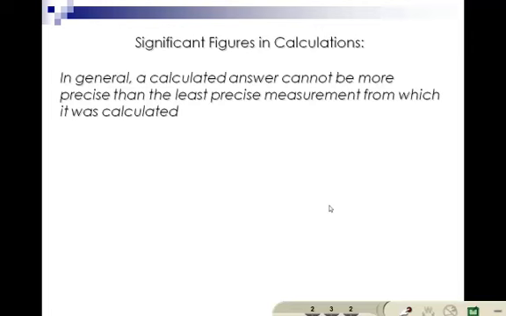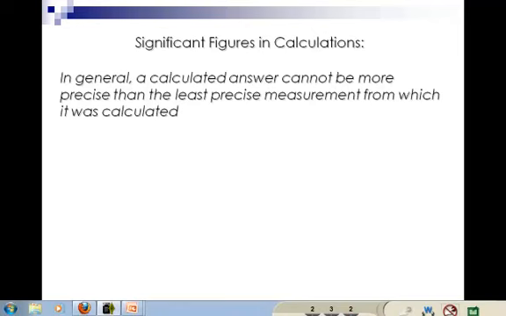So you talk about having a really good instrument and a really poor instrument. And your answer can be no more precise than the worst instrument you used. So please make sure you understand that you have to look at the precision of these numbers you're using. So it cannot be more precise.